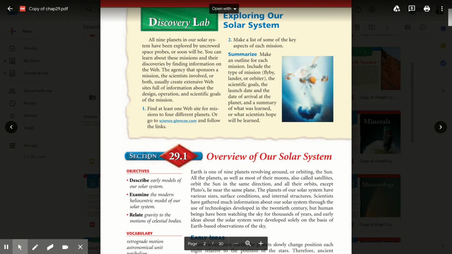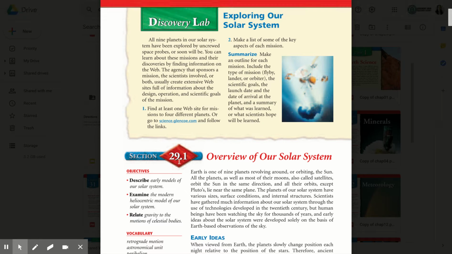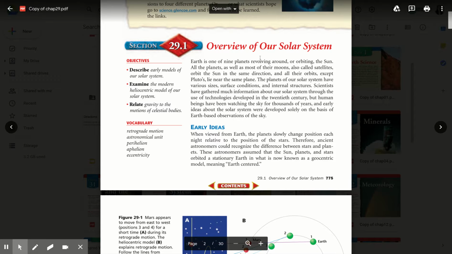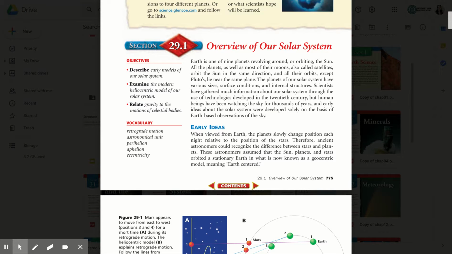Today we're going to be reading chapter 29, section 1. You can find this on page 775. Overview of our solar system. Earth is one of the 9 planets revolving around, or orbiting, the sun.